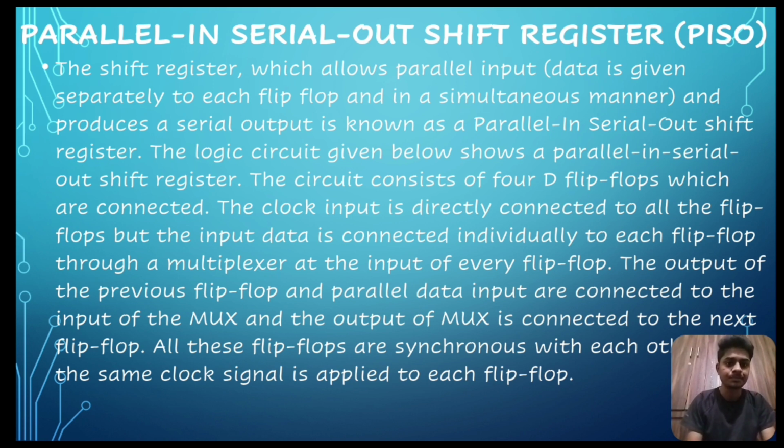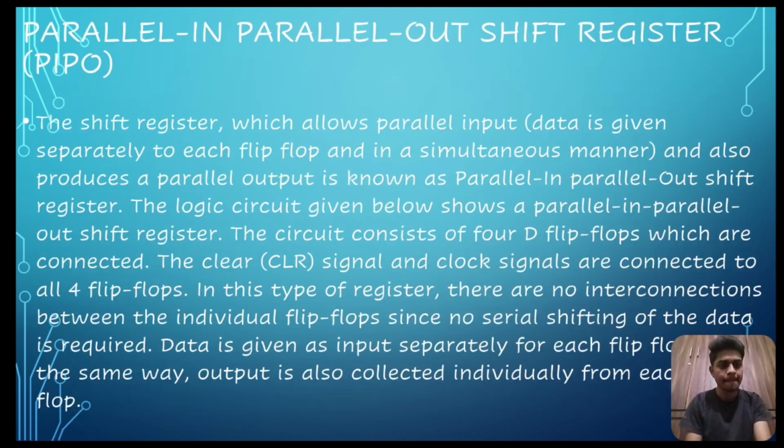The circuit consists of four D flip-flops which are connected. The clock input is directly connected to all flip-flops, but the input data is connected individually. The output of the previous flip-flop and the parallel data input are connected to the inputs of the mux, and the output of the mux is connected to the next flip-flop. All these flip-flops are synchronous with each other. The same clock signal is applied to each flip-flop.